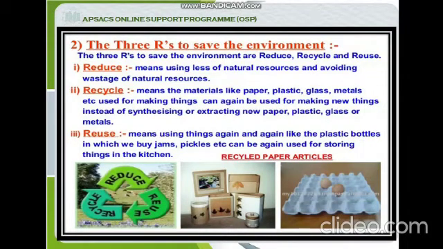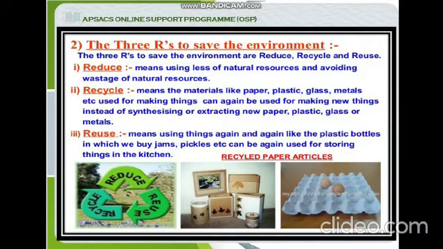Now, my dear students, I am going to tell you the 3 R's to save the environment. The 3 R's to save the environment are reduce, recycle and reuse. First one, reduce, means using less of natural resources and avoiding wastage of natural resources.